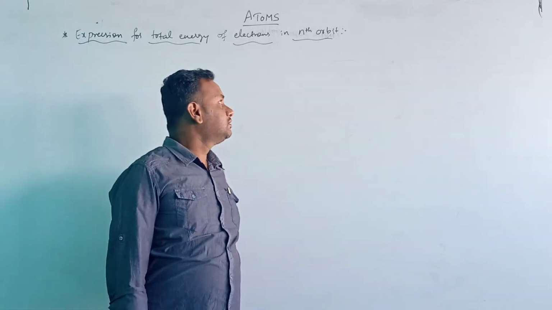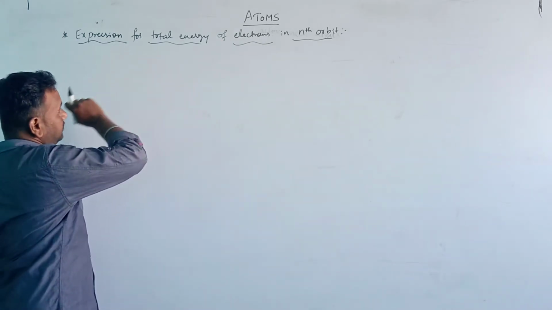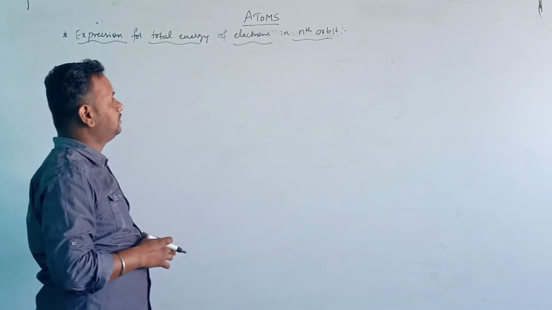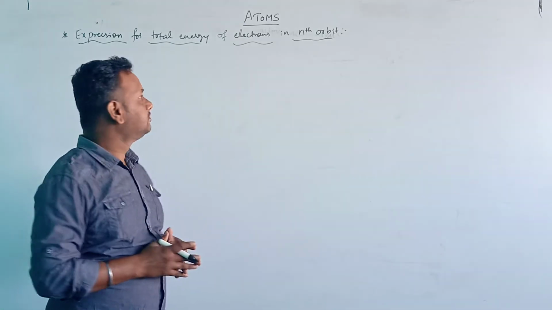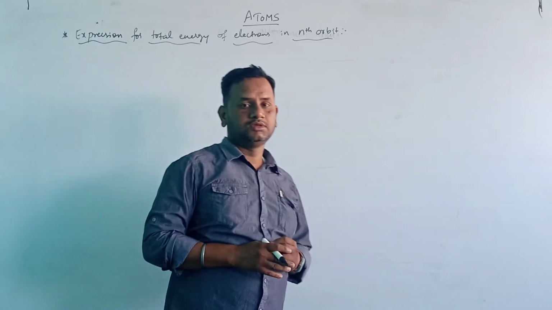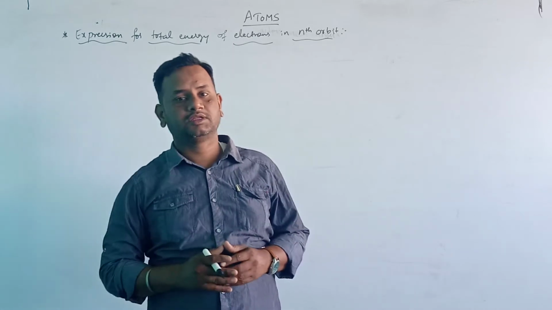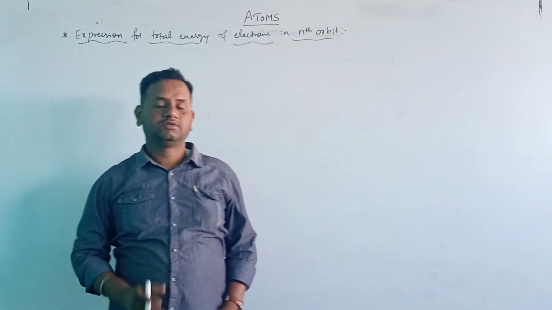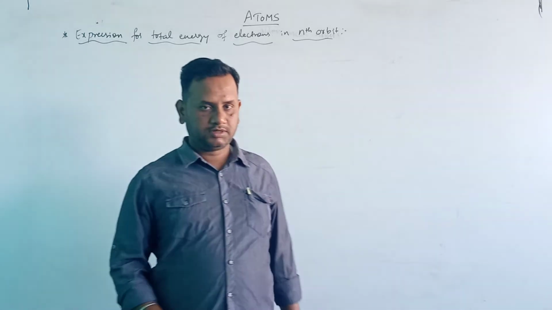So today's class, we are going to derive an expression for total energy of electrons in the nth orbit. As in the last two classes, we had derived an expression for the radius of an electron in the nth orbit, and in yesterday's class we had discussed the orbital velocity of the electron in the nth orbit.